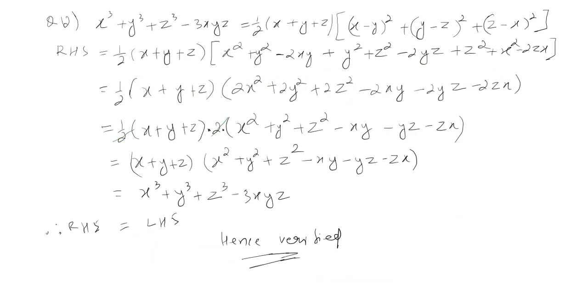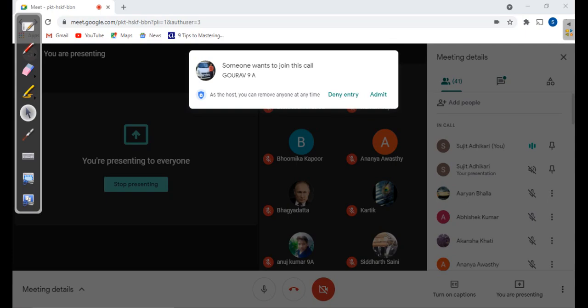I'll take a new page and this is question number 13. So what they have given you is that if x plus y plus z is 0, then x cube plus y cube plus z cube will be equal to 3xyz. So we are going to verify this.